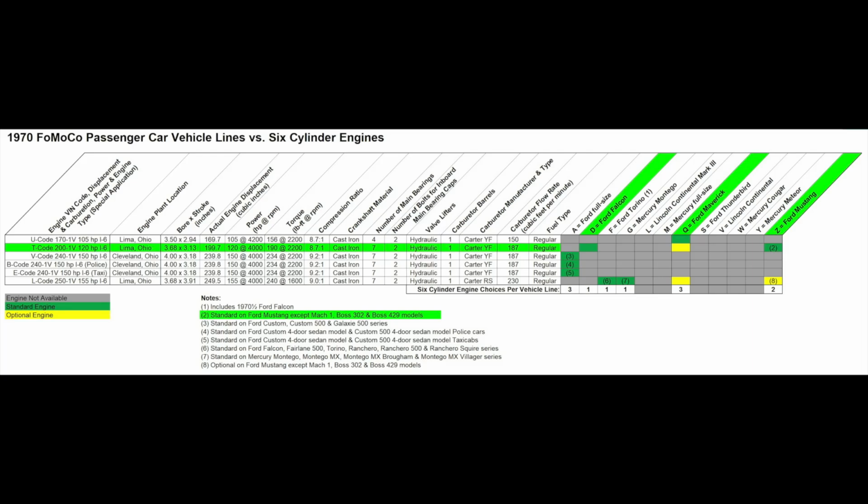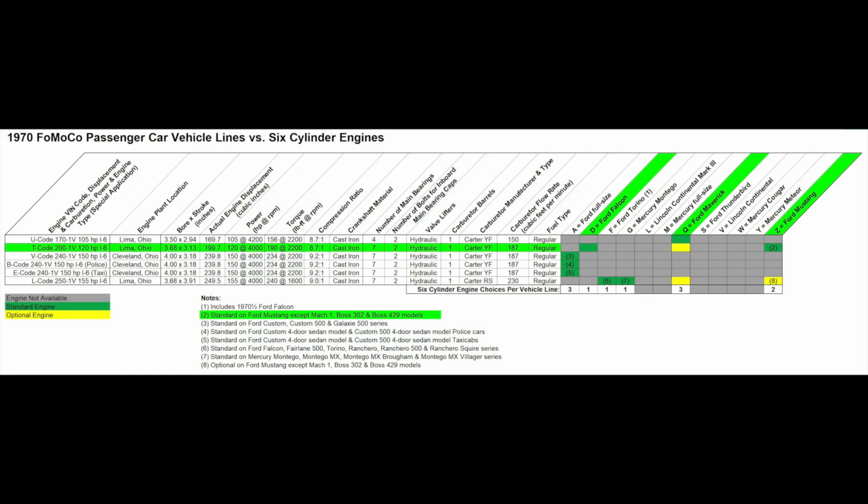The T-code 201 barrel inline-six engine was produced at the FoMoCo engine plant in Lima, Ohio, and had a bore of 3.68 inches, or 93.5 millimeters, and a stroke of 3.13 inches, or 79.5 millimeters, an over-square design where the bore is larger than the stroke in a 1.18 to 1 ratio.